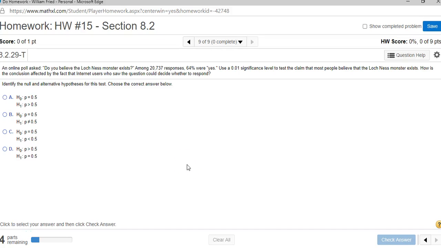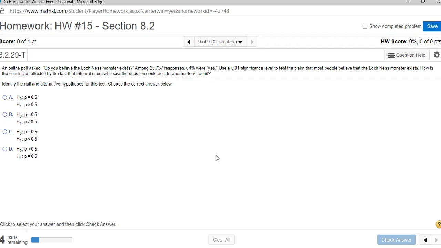I'm going to do homework number 15, question 9, because it has a couple of issues in it that I don't mention elsewhere. So it's a hypothesis test about a population proportion. Do you believe the Loch Ness Monster exists? It says 64% of 2737 said yes, with significance alpha equals 0.01. Test the claim that most people believe that the Loch Ness Monster exists. Now, when it says most people, that means more than half. So the claim is that P is greater than 0.5.